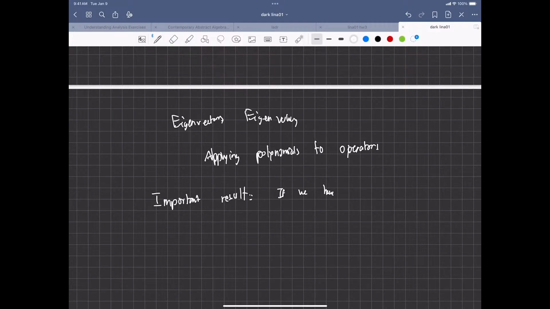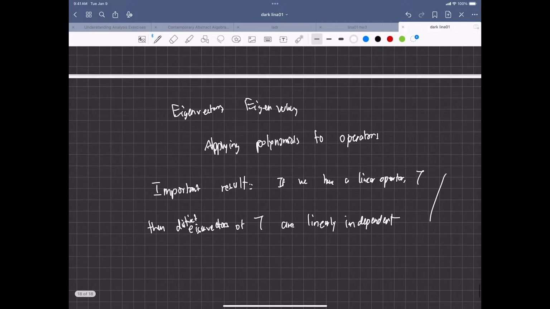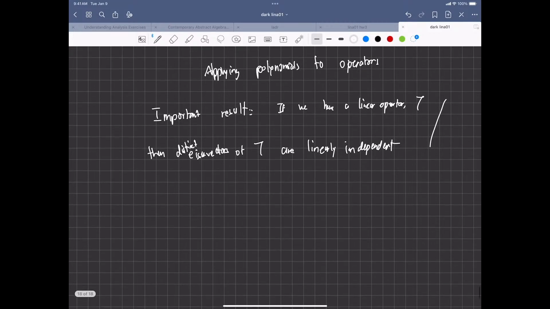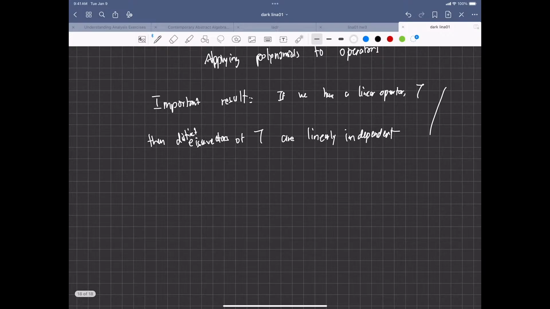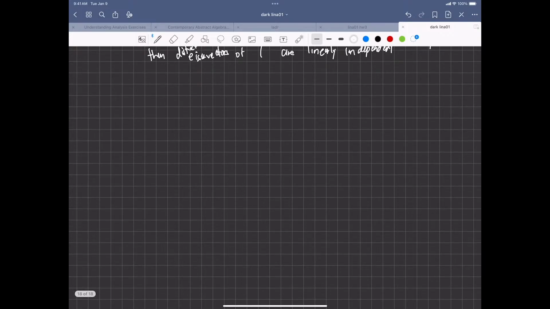we have a linear operator, then distinct eigenvectors of linear operator T are linearly independent. Right? So this is the important result of this chapter, right? If we have a linear operator, then the distinct eigenvectors of T are linearly independent. Okay, so now we can move on to the minimal polynomial.